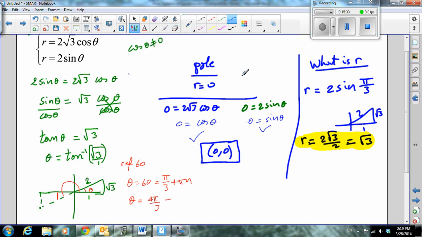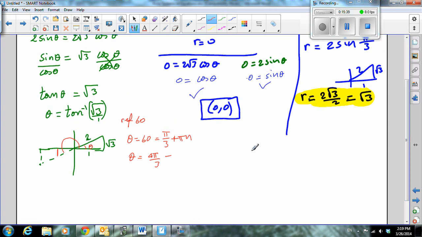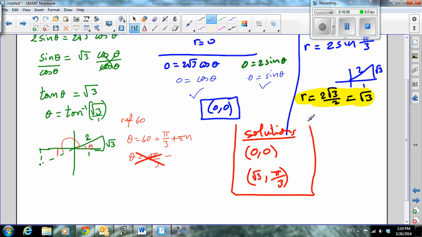At this point, all I've got to do is write the solution. So what are my solutions? The first one is the pole, 0, 0. The next one is square root of 3, comma, pi over 3. Do I need to write also theta equal 4 pi over 3, square root of 3, 4 pi over 3? Not necessarily. Just like we said, tangent is only one equation, so one solution is enough for the tangent. Cosine and sine, we end up with 2 solutions, and those 2 are important. But tangent, 1 is enough.